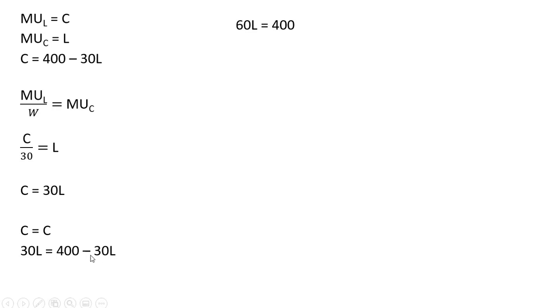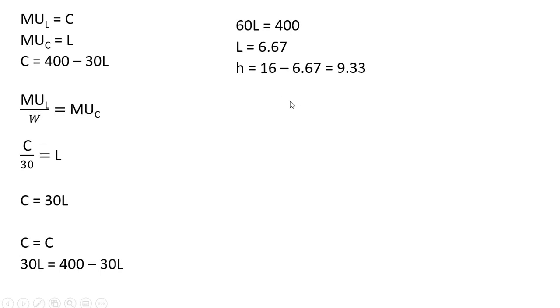So adding 30L to both sides and now dividing through by 60. The utility maximizing hours of leisure is 6.67. Utility maximizing hours of work is going to be slightly larger than before, 16 minus the 6.67, or 9 1/3 hours of work.